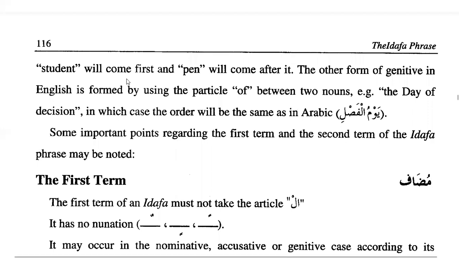Students will come first, and then pen will come after it. The other form of genitive in English is formed by using the particle "of" between two nouns, e.g., day of decision, in which case the order will be the same as in Arabic, Yawm al-Fasl.